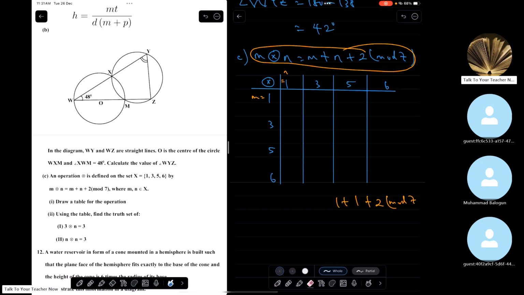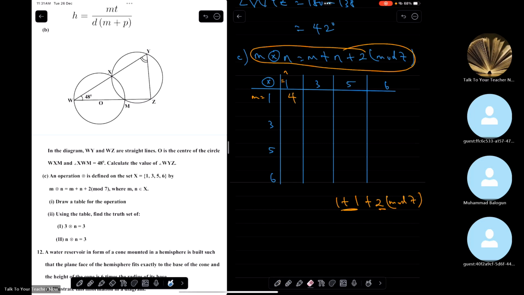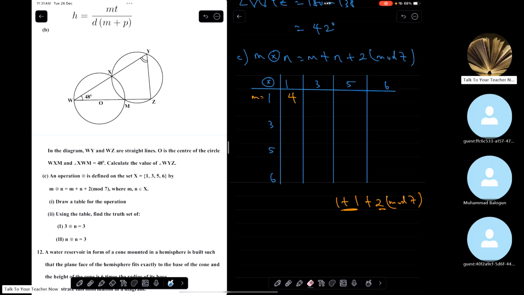Exactly. The idea of a mod is, the trick is when you get a number that's greater than 7, subtract 7 and write the remainder. Do you understand? So that will be 2 plus 2, 4. It's not even up to 7, so we are just writing 4. Do you understand?